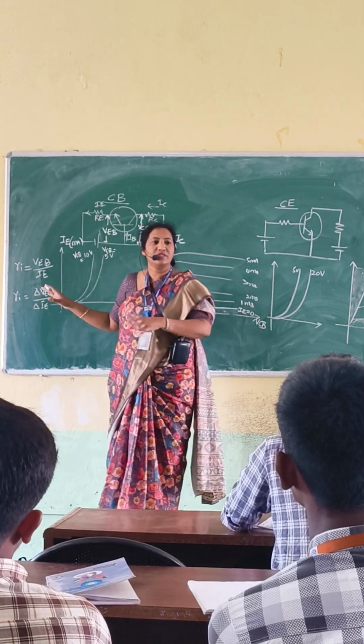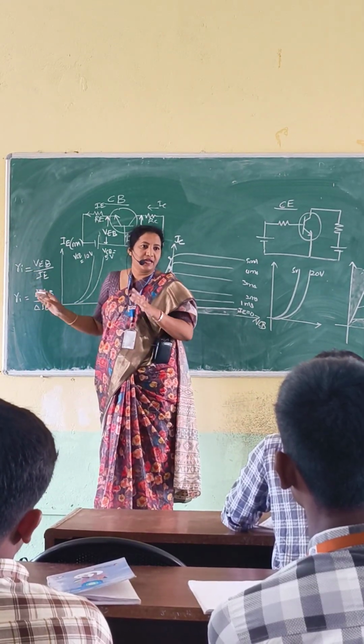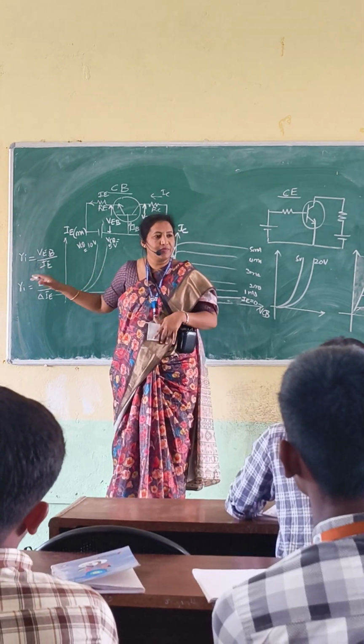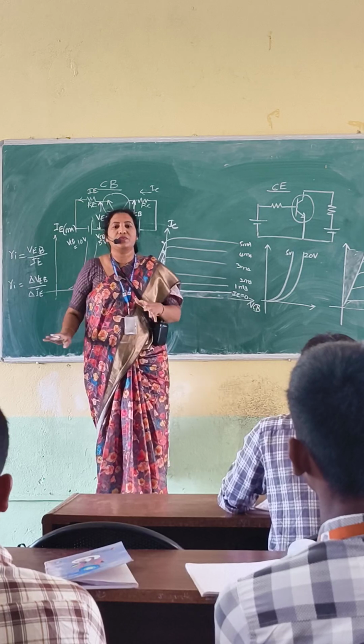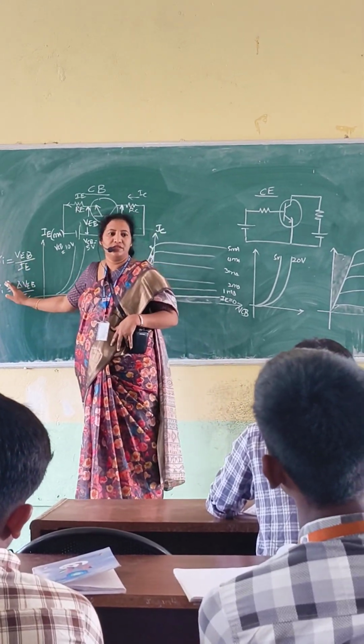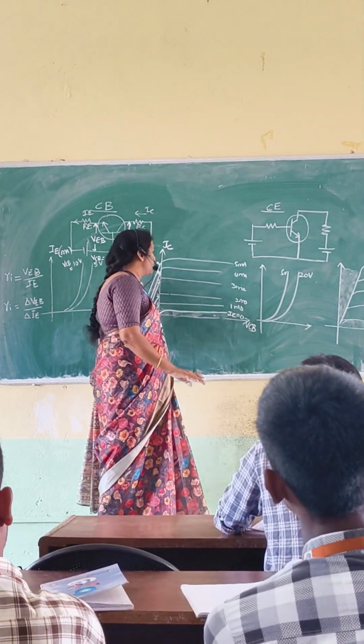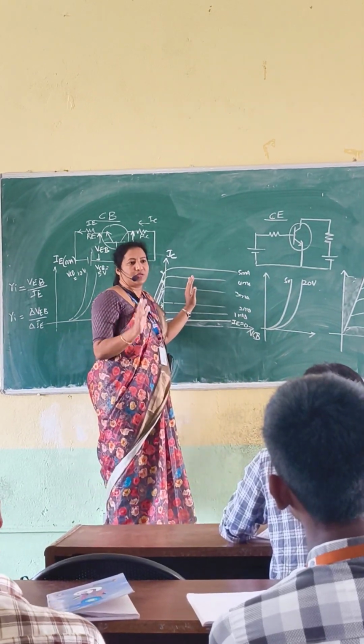So what makes the difference? If it is static, I can take it at one point, but if it is dynamic, I have to take the difference of the voltage to the difference in the current. Now from the graph, we have found the input resistance.